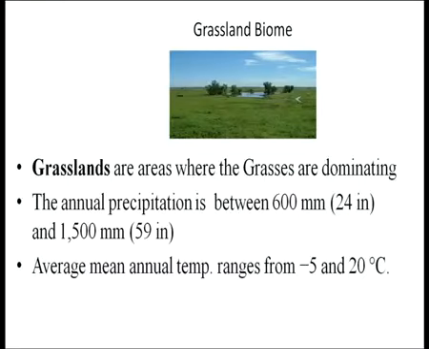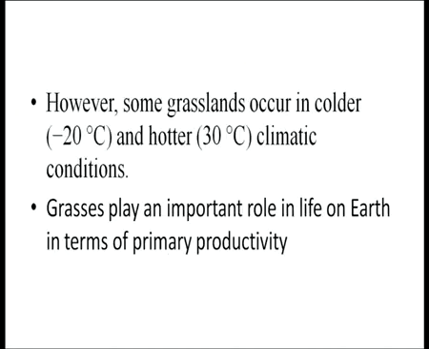Now, let us learn about the other biome, which is very significant and important to sustain life on the biosphere, and that is the grasslands. The grasslands are the areas where grasses are dominant. The annual precipitation is between 600 millimeters and 1500 millimeters. The average mean annual temperature ranges between -5 and 20 degrees Celsius. However, some grasslands occur in areas as cold as -20 degrees and as hot as 30 degrees also.